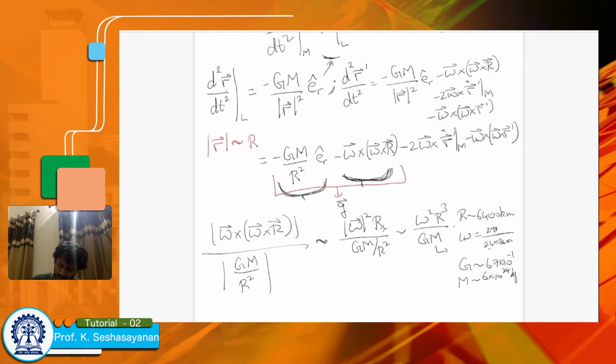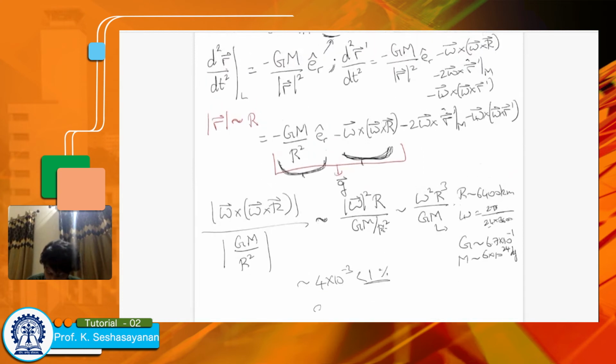So if you substitute all this, what you get is that this term is of the order 4 times 10 to the minus 9. So it's even less than 1%. So for all practical purposes, we can say that g is nothing but minus GM by R square.